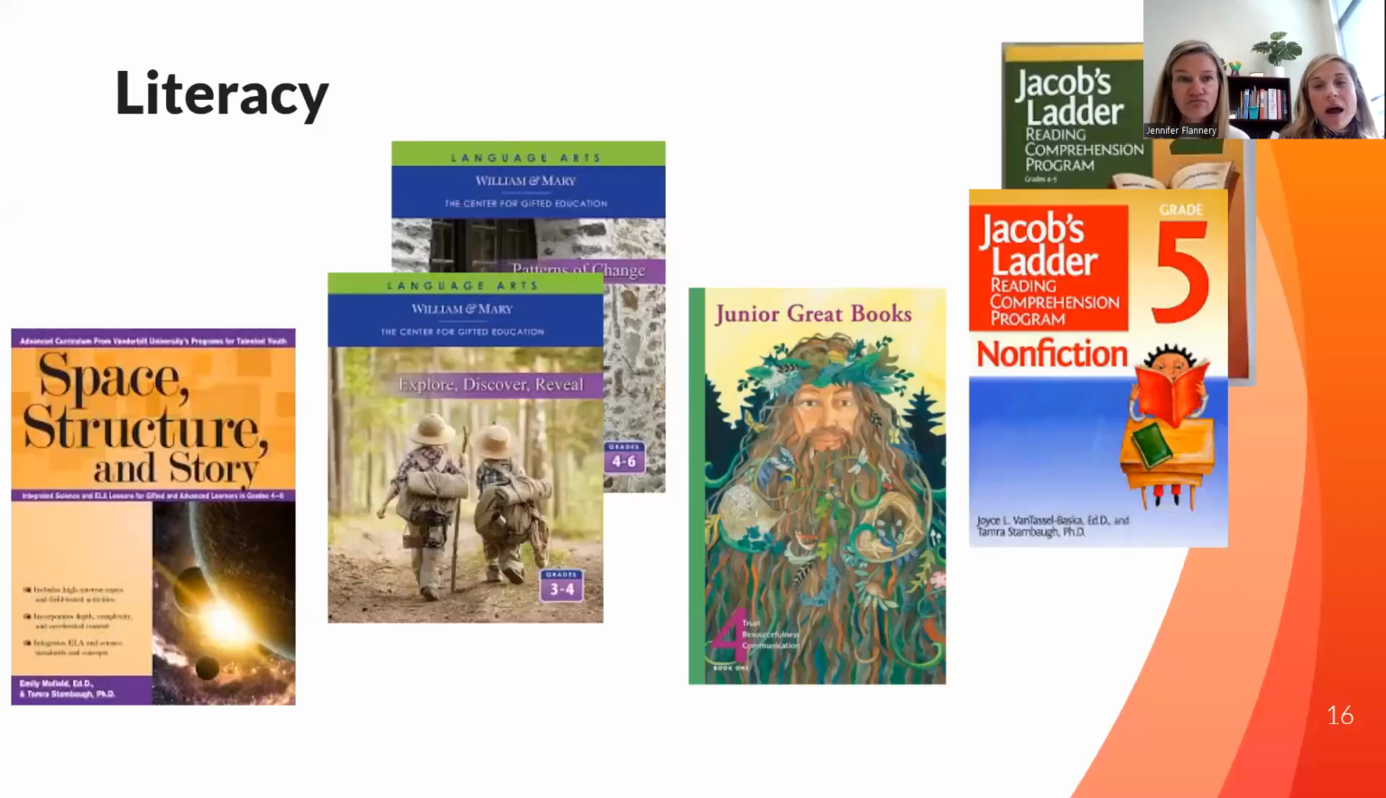Okay, so these are just some examples of the advanced content that we implement in our curriculum. We use a lot of Junior Great Books in kindergarten through 5th grade. They're really rich, high-level stories that introduce vocabulary and academic discussions. We do lots of Jacob's Ladder, which is a reading comprehension program with tiered questions that promote higher level thinking, as well as activities and discussion around them.